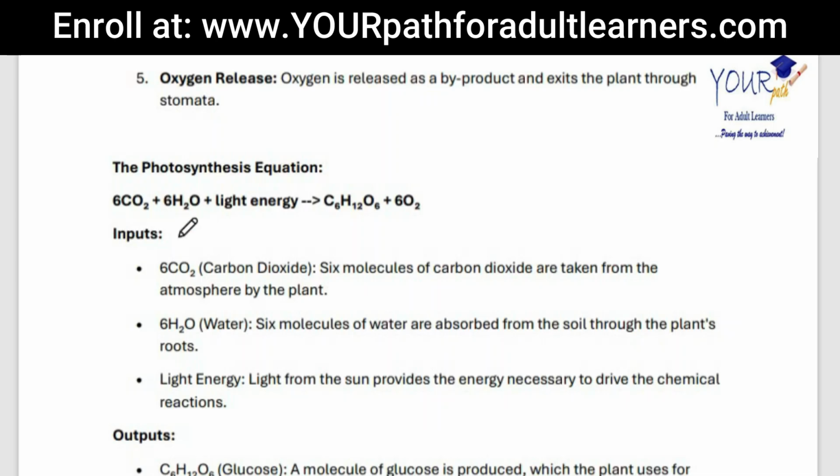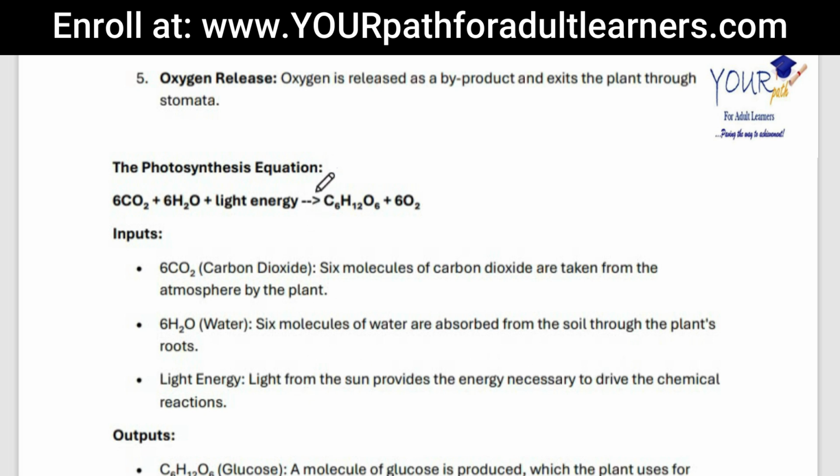Now here's the input breakdown. We have 6 molecules of carbon dioxide, which is represented by 6 CO2, taken in from the atmosphere by the plant. We have 6 molecules of water absorbed from the soil through the plant's roots, and the water is represented by H2O. 6 represents the amount of molecules. And there is the addition of light energy from the sun. The light from the sun provides the energy necessary to drive the chemical reaction.